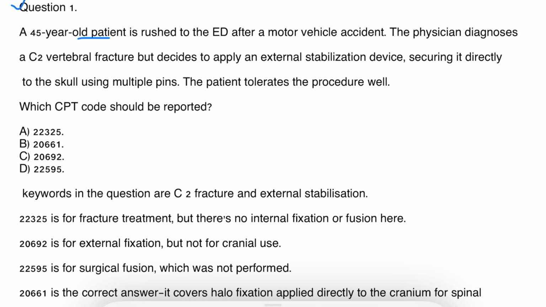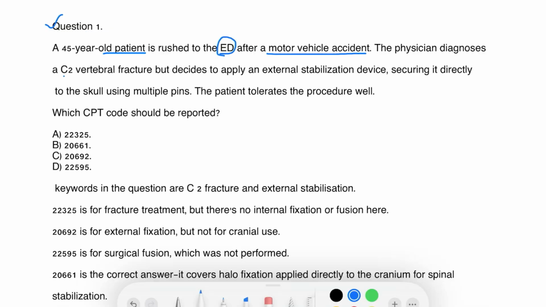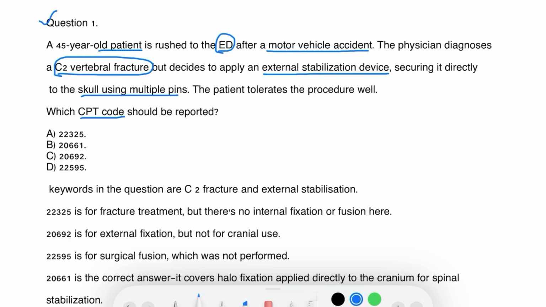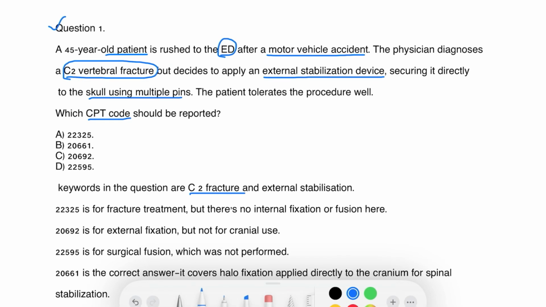A 45-year-old patient is rushed to the ED after a motor vehicle accident. The physician diagnoses a C2 vertebral fracture but decides to apply an external stabilization device, securing it directly to the skull using multiple pins. The patient tolerates the procedure well. Options are A. 22,325, B. 20,661, C. 20,692, D. 22,595. This is a tricky coding question because it mentions spinal fracture treatment, but the focus is actually on external stabilization, not internal surgery. The keywords in the question are C2 fracture and external stabilization.